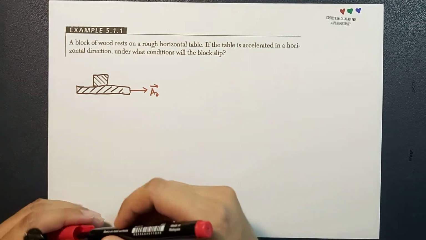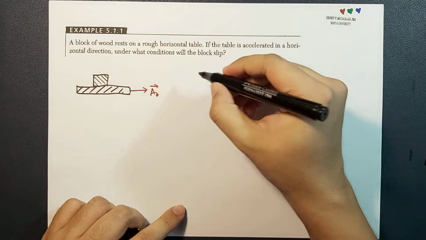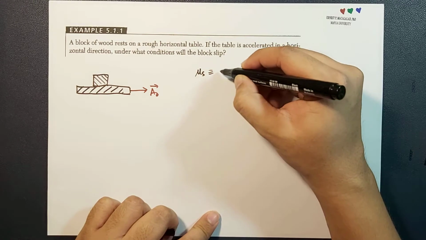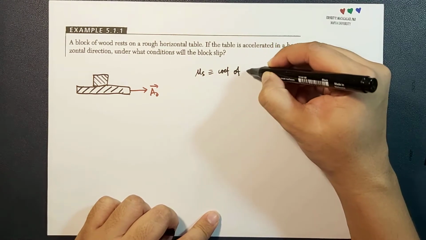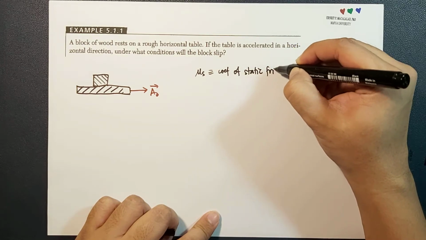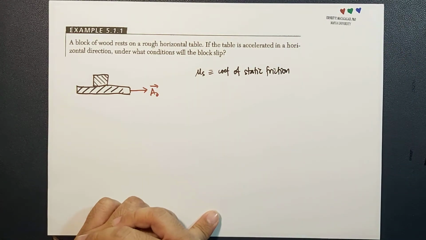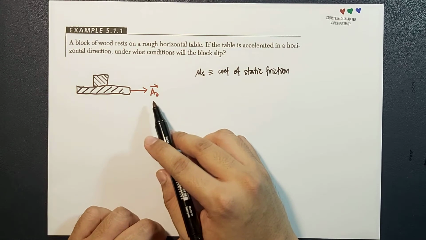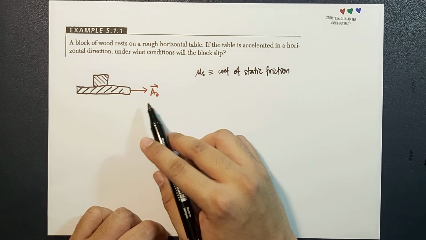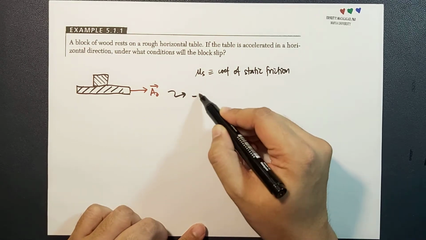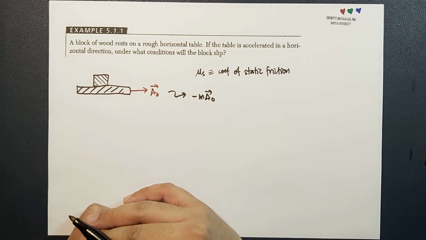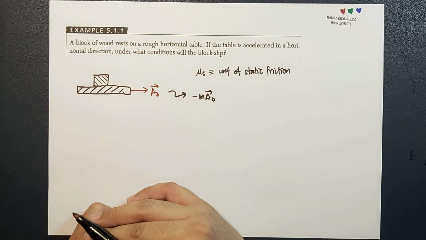Suppose we let mu s be the coefficient of static friction between the table and the block. So the goal is this acceleration a naught must be such that the inertial force associated with it, that is your negative m a naught, must exceed the maximum friction between the block and the tabletop.